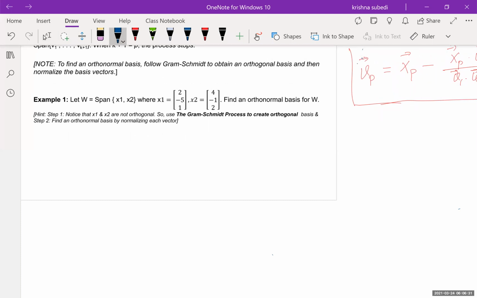So we are given a space W, which is spanned by two vectors x1 and x2, where x1 is given by this column matrix 2, -5, 1, and x2 is the column matrix 4, -1, 2. Find an orthonormal basis for W. Orthogonal and orthonormal, we'll talk about that later. First, we'll find the orthogonal basis and then the orthonormal basis. Solution.